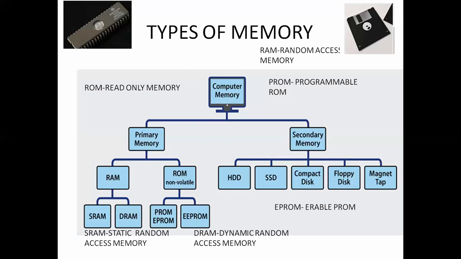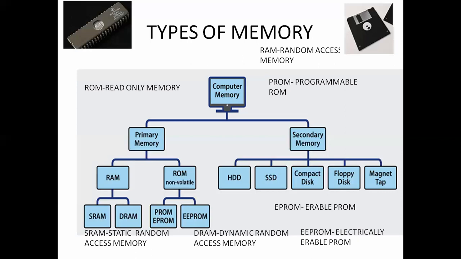EPROM means erasable programmable read-only memory. So here the content can be erased by using ultraviolet light. EEPROM means electrically erasable programmable read-only memory. So the content will be erased by using an electrical signal. That's all about the primary memory.